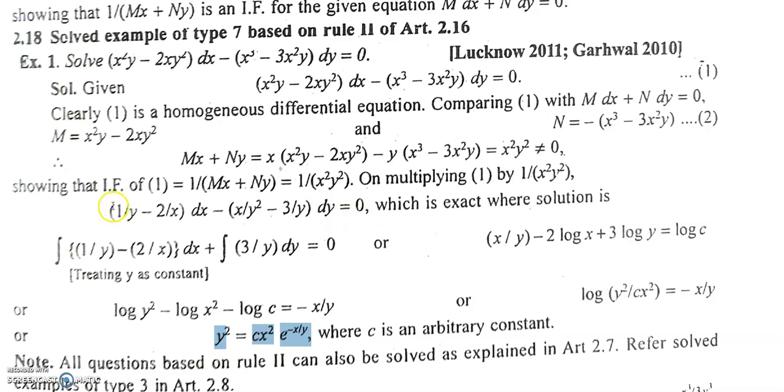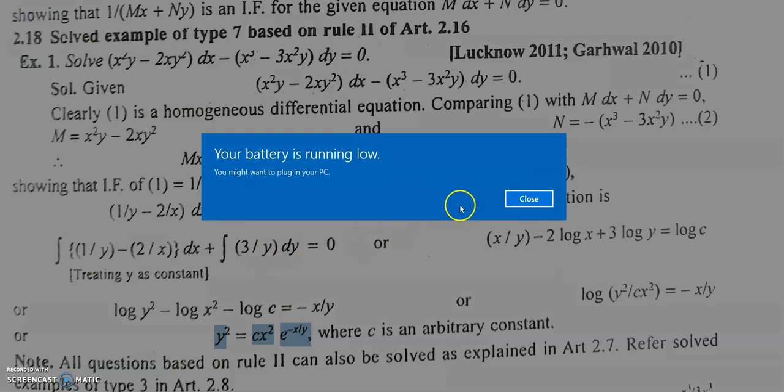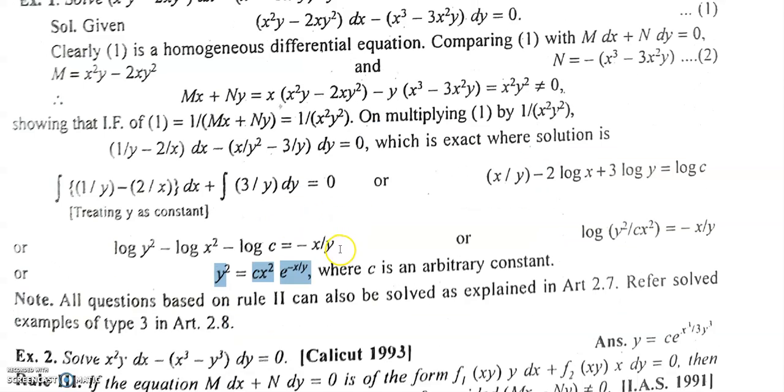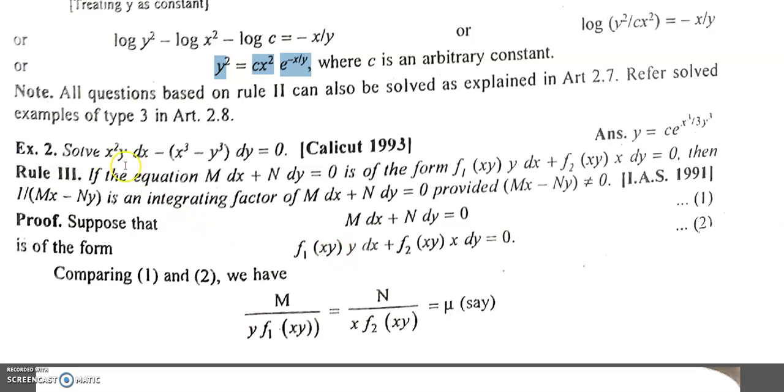Now since this is exact, we can use this method, like integration of M dx treating y constant plus integration of N which only contains terms that do not contain x, right, equal to 0. So using this you will just solve the example 2, okay.